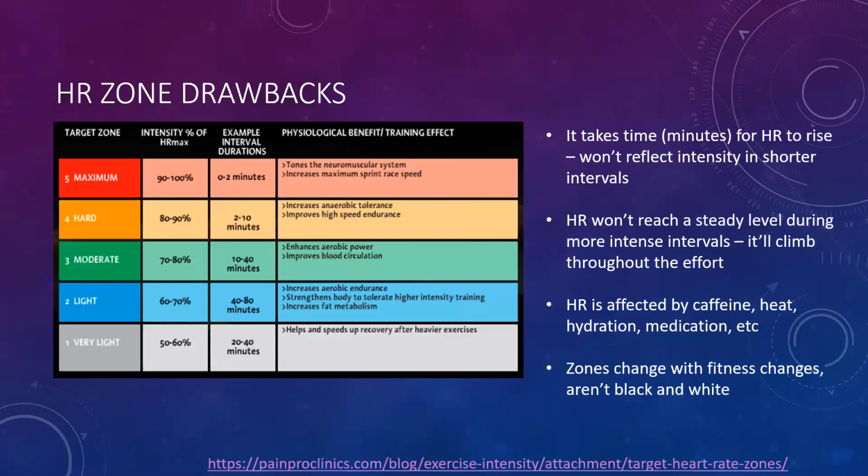Heart rate's also affected by caffeine, by heat, by hydration, even medication. The 220 minus your age formula to predict max heart rate works for most people, but it doesn't work for everyone. It's quite individual. So all these things impact what your zone estimations should be, even day to day. And also heart rate zones change with fitness changes. So if you were to do a VO2 max test or a field test and get your zones, they're only relevant when you're at that fitness. 6 months later, they might not be relevant at all.